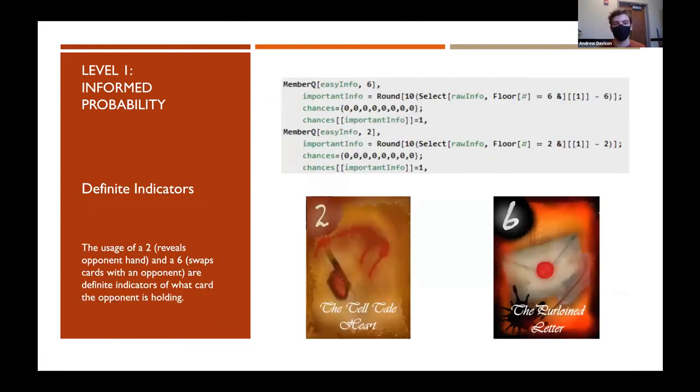But on the other side, there's informed probability. And this is also divided into 2 separate things. We have definite indicators and indefinite indicators. Definite indicators are sources of information where we know exactly what the opponent has. The 2 instances that we see here are the 2 and the 6. If you'll remember, when you play the 2, you get to see your opponent's hand. When you play the 6, you swap cards with your opponent. So essentially, you know what their card is because you've just given it to them. What that means is that you know exactly what they're holding, and so we can say there's a 100% chance that my opponent has a given card at this time. And this is informed because we've learned extraneous information.